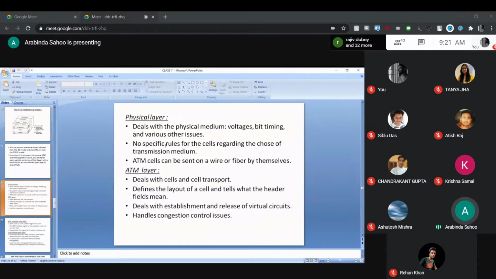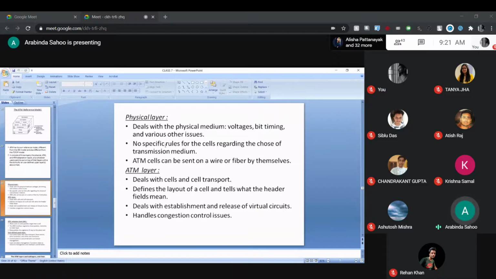Number two is no specific rule. Number two is no specific rule for the cells regarding the choice of transmission medium.